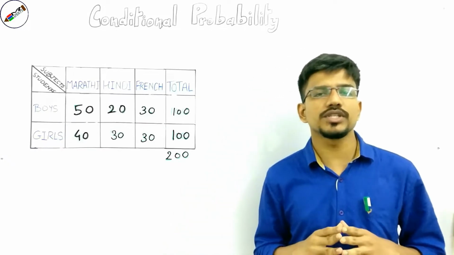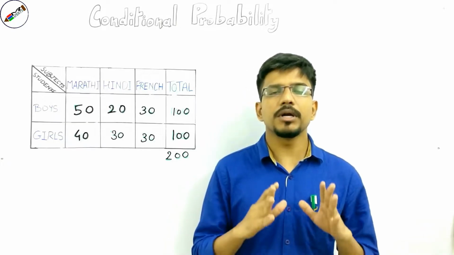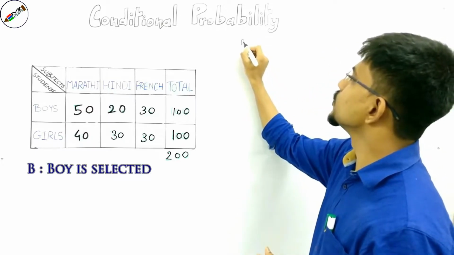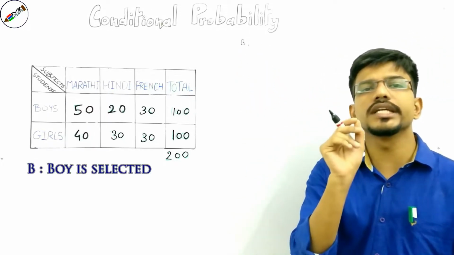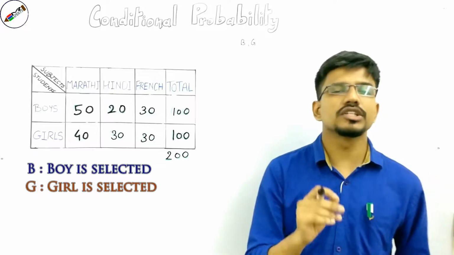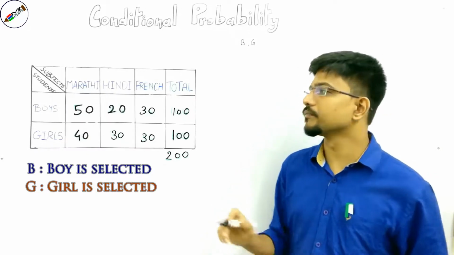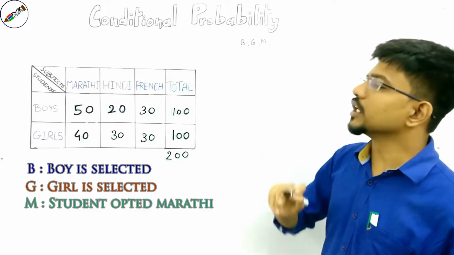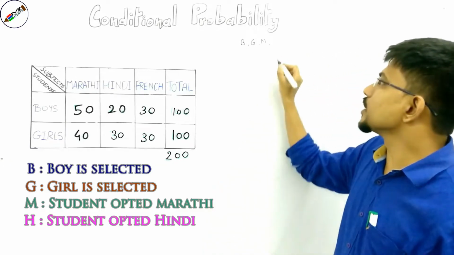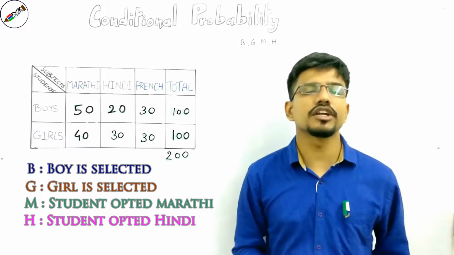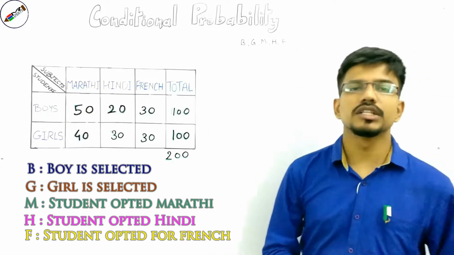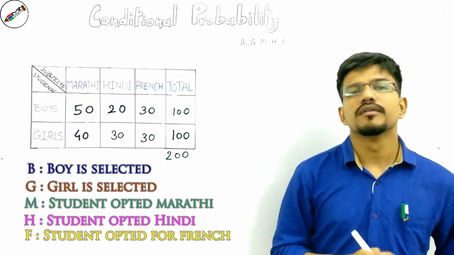Now, I will write down the question in order to understand it in detail, but let us first name the events. Let me say the event B is such that the selected student is a boy. The event G is such that the selected student is a girl. The event M is such that the selected student has opted for Marathi. Let H be the event such that the selected student has opted for Hindi, and similarly F be the event such that the selected student has opted for French.